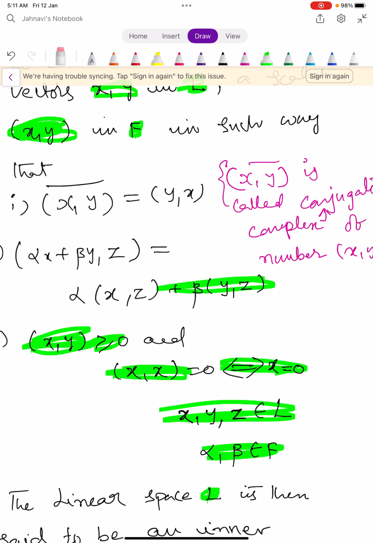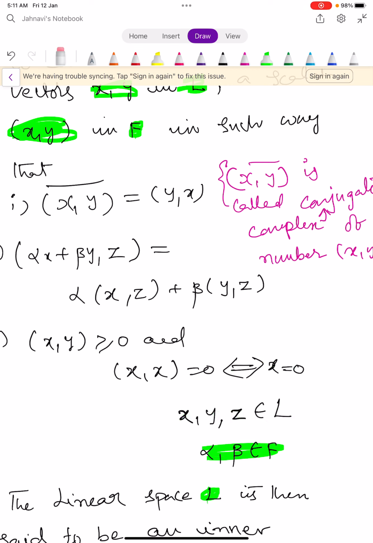Let us see one by one. We learn three conditions here. The first one is known as complex conjugate: the inner product of x comma y, bar, is equal to the inner product of y comma x.